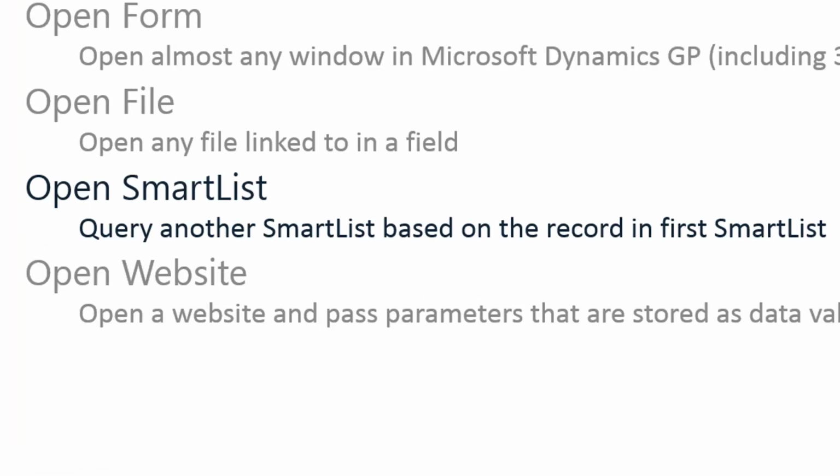But today we're here to talk about the open SmartList option. It's going to allow us to run a list, select a specific record, and have that record query into another list based on the record and the data that we pass through to it. So let's take a look at how we can do that.